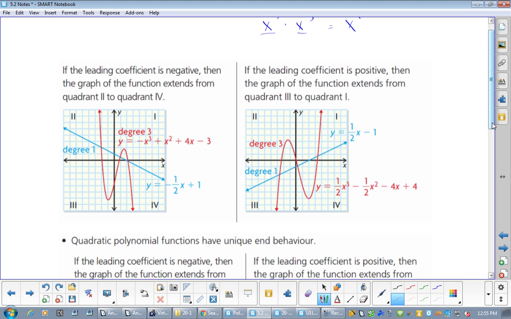Now, if the leading coefficient is negative, then the graph of the function extends from quadrant 2 and ends in quadrant 4. Okay? Now, this is a negative odd degree polynomial. Let's put a circle around the negative, because some people later look at it and wonder, was I meant to do a dash, or did I mean to put a negative there? So, a negative odd degree polynomial.